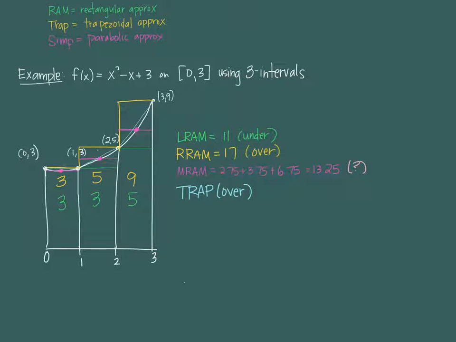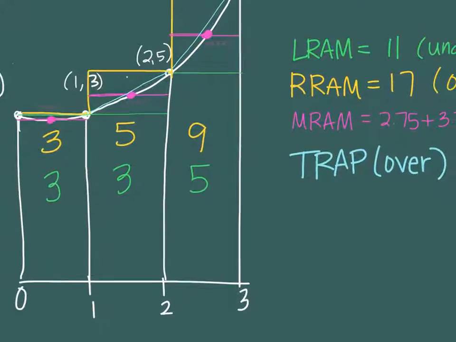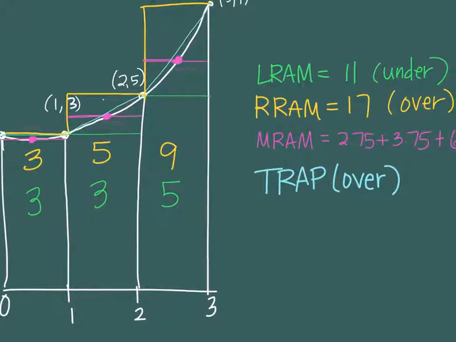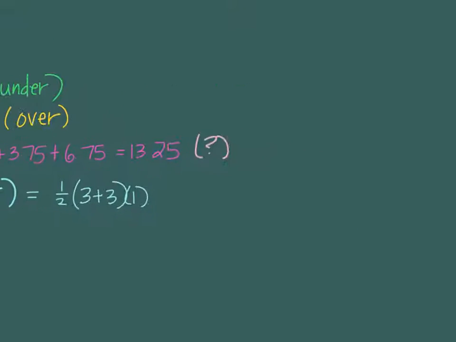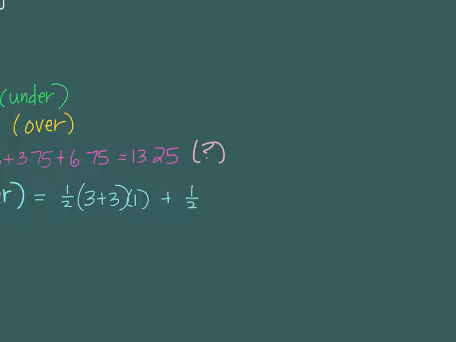Okay, so let's do our trap. Trap uses the formula 1/2 of the two heights added together times the base. So that'll be 1/2 of the two heights, which were 3 and 3, and the base was 1. That's pretty boring math. I picked it because it was easy. Then 1/2 of the two heights added together, which are 3 and 5, and the base is 1. And the last trapezoid is 1/2 of 5 and 9, and again the base is 1. So that trap turns out to be 14.